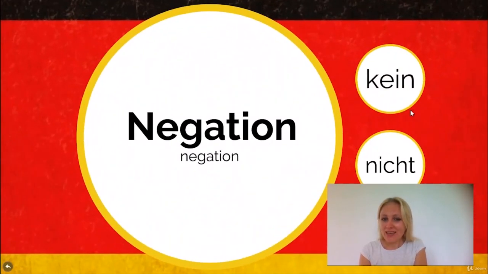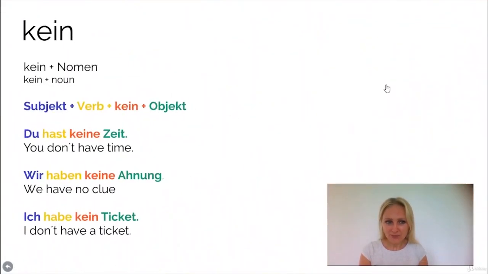It's called die Negation. We have two words in order to negate things in German. We have the word kein in order to negate nouns, and we have nicht, which we use to negate verbs. Nicht is basically the English don't, and kein is like the English not. Okay, but we will have a closer look now. In the first slide, the word kein, we use it together with nouns.